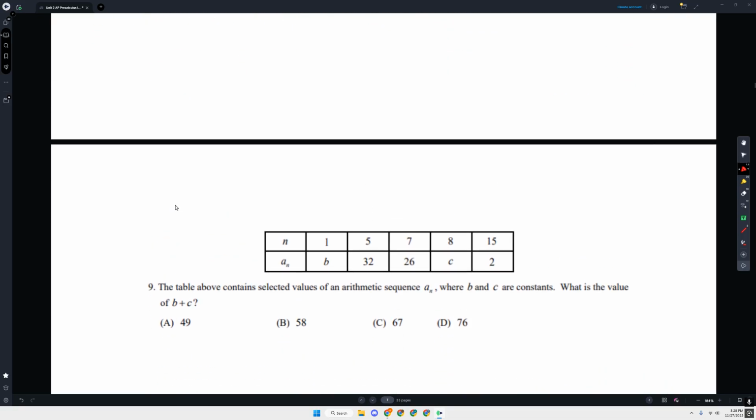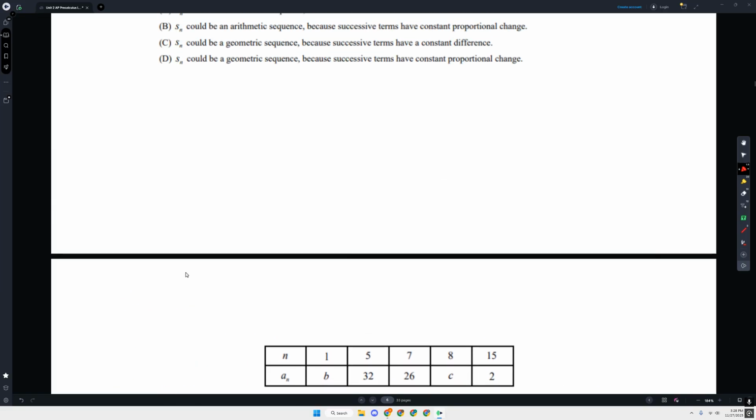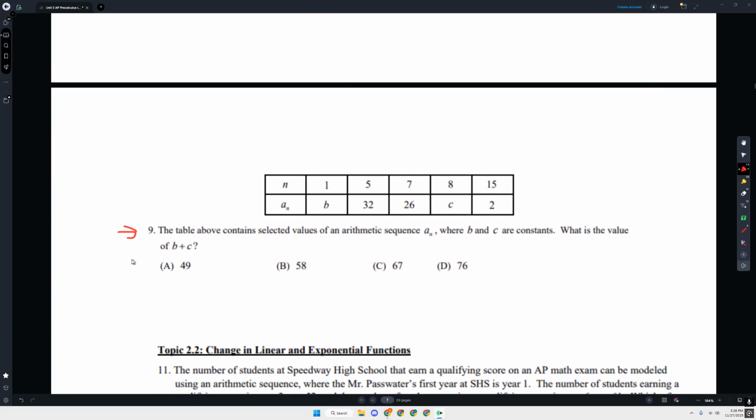Then we're going to start skipping a few questions so we don't stay here forever. So we'll go to number 9, because number 9 and 7 are similar, so we'll do 9. It says it's an arithmetic sequence where b and c are constants. What is the value of b plus c?